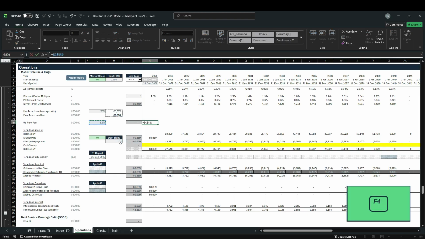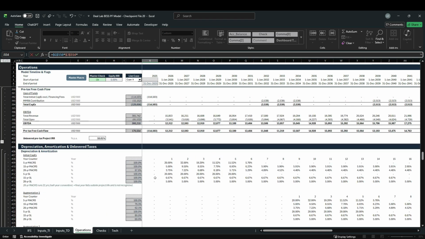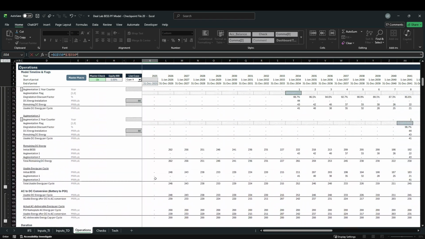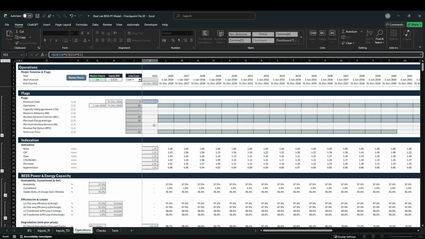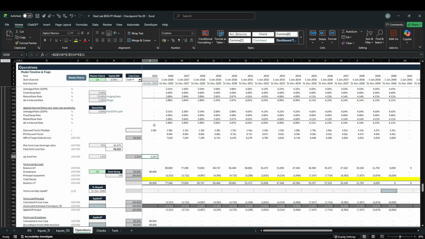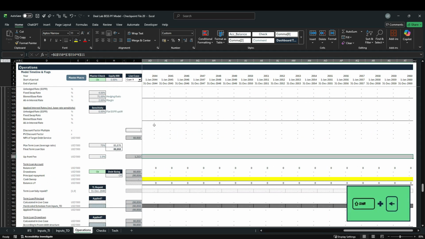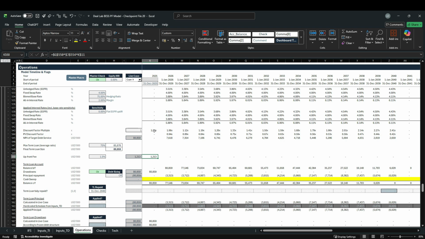hit F4 once, times our total drawdowns, which are found in row 554 column J, hit F4 once again, and we will multiply this with our financial close flag, because arrangement or upfront fees are typically payable at financial close. Right here, and hit F4 2 times. Enter. And let's drag this over, Control R. So our sponsor will get $1.2 million upfront for providing a financing of $80.8 million.